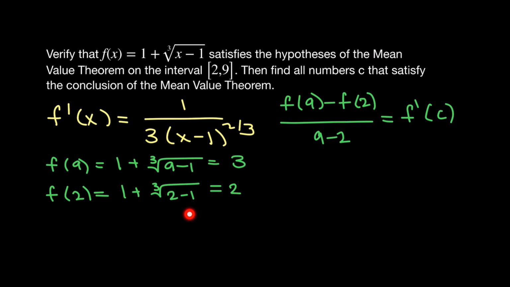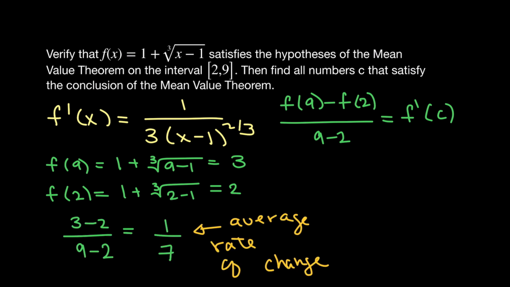1 plus cube root of 1 is 2. So average rate of change would be change in y, 3 minus 2, over change in x, 9 minus 2. So average rate of change is 1 divided by 7. So the mean value theorem says there has to be a place on this interval between 2 and 9 where this derivative is equal to 1/7.